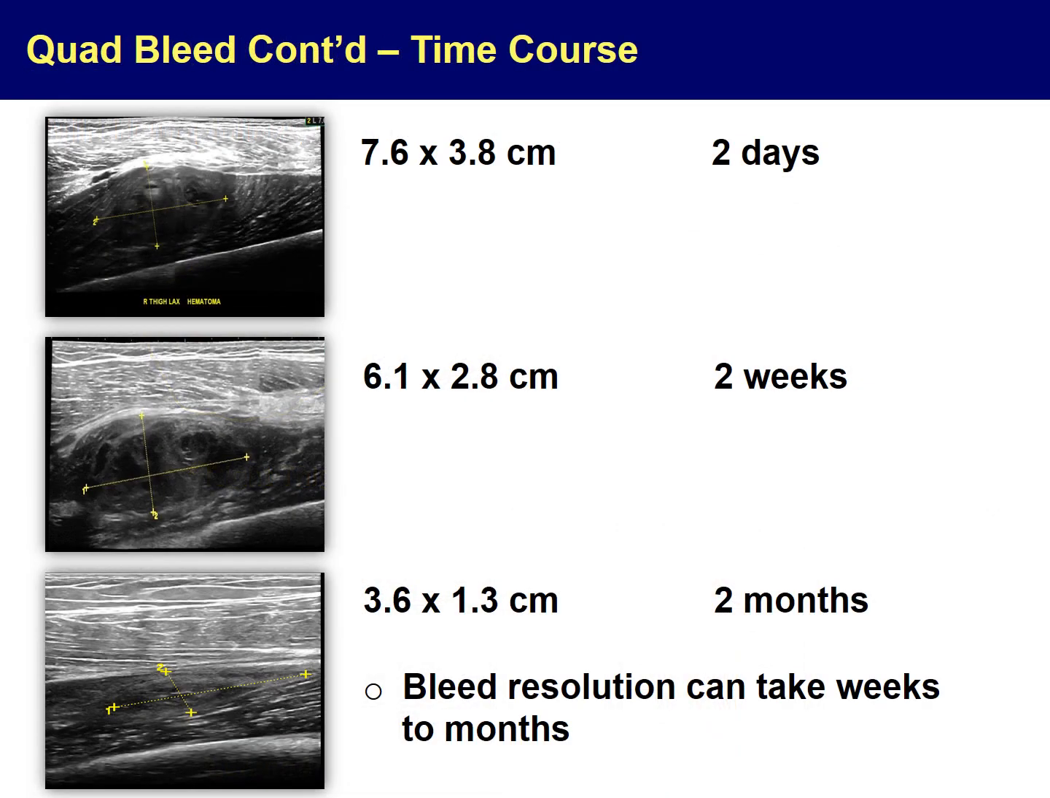The ultrasound permits to follow the resolution of hematomas over time, which is exemplified here in a time course from top to bottom, imaging at 2 days, at 2 weeks, and at 2 months. And as you can see, there is shrinkage of the hematoma, but even at 2 months, the hematoma is still 3.6 times 1.3 centimeters, demonstrating that bleed resolution can take weeks to months.